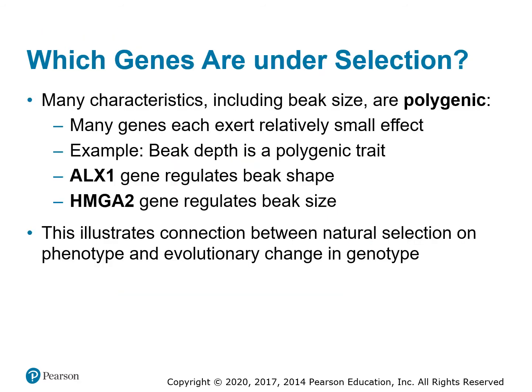In this case, there are genes that are polygenic, meaning that they control multiple traits. Beak depth is one of those polygenic traits, so it actually results from two genes, the ALX1 gene, which is the beak shape, and the HMGA2 gene, which is the beak size.